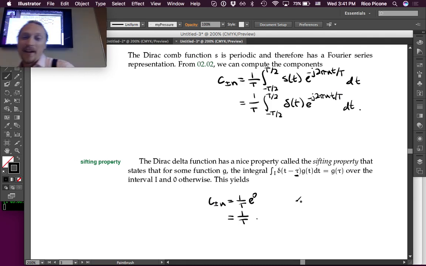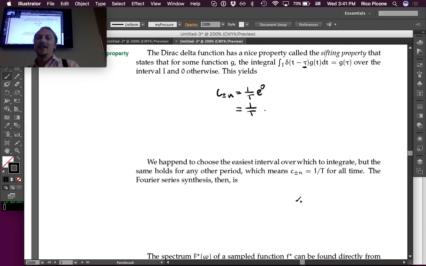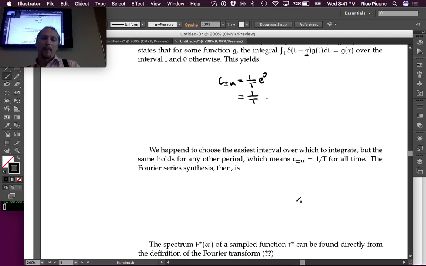So that was great, right? That was nice. So we discovered that, remember what we're computing here, these are the Fourier series components, right? And they're all just 1 over T. Not too shabby. We happened to choose the easiest interval over which to integrate. When time was 0, that exponential was pretty easy. But the same holds for any other period. So you could do the same thing for any period. Integrate over that Dirac delta function. And it does always come out to be 1 over T.